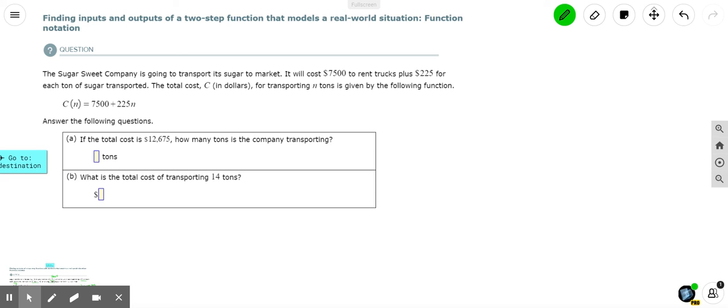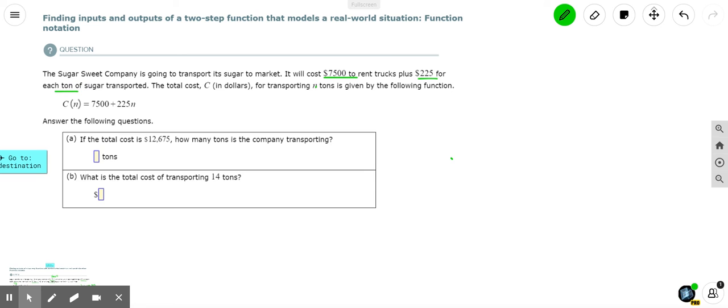Finding inputs and outputs of a two-step function that models a real-world situation, function notation. So now instead, it's basically the same thing. We're still in function notation. So the Sugar Sweet Company is going to transport sugar to market. It will cost $7,500 to rent trucks plus $225 for each ton.